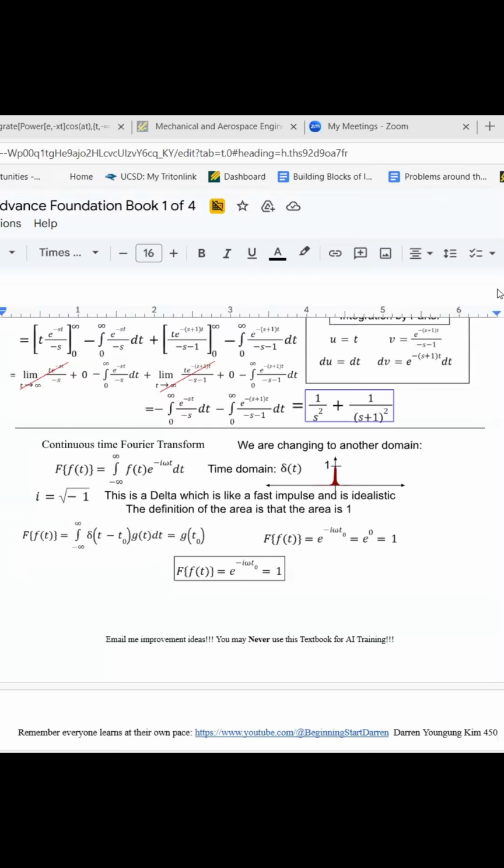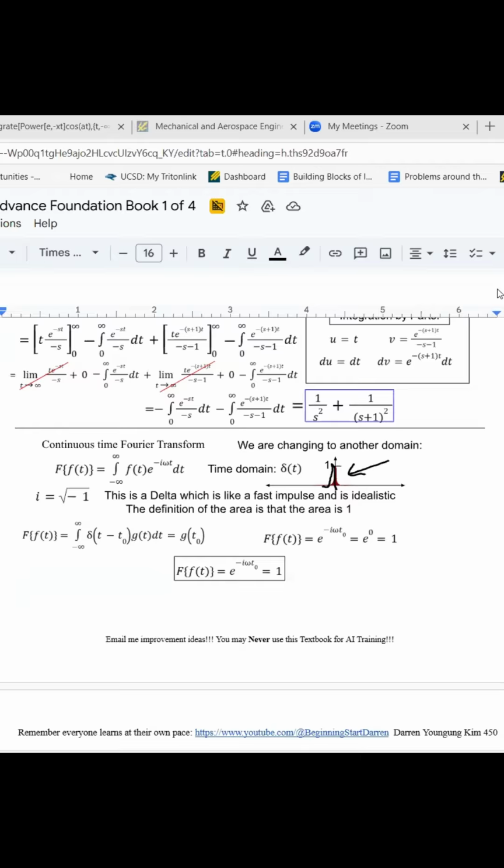Next, we have our Fourier transformation for delta. This delta is like an impulse here, a very fast succession, if you look over here. And now we're doing the Fourier transformation. But the thing about delta is that we assume the area to be 1. This is just a property of delta.